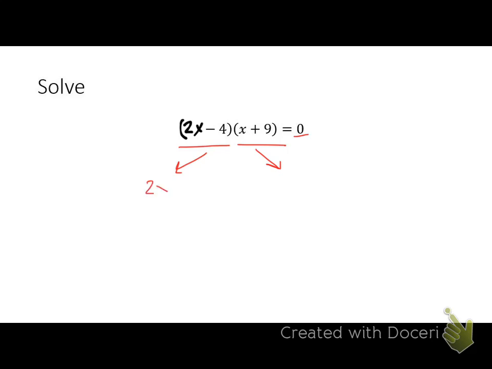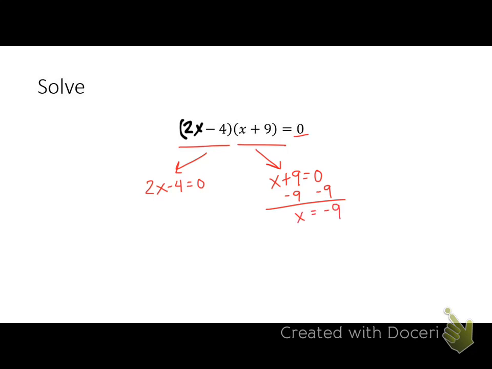So I'll have 2x minus 4 equals 0 and x plus 9 equals 0. I can do this again because the only way to multiply 2 things together to get 0 is if one of them has to be 0. There's no other number I can multiply by and get a 0. Solving my x plus 9, I will subtract 9, just like we did in our other problems, which leaves me with x equals negative 9.